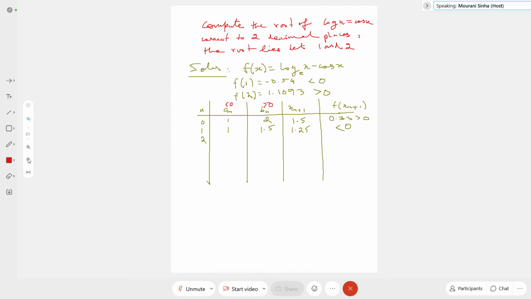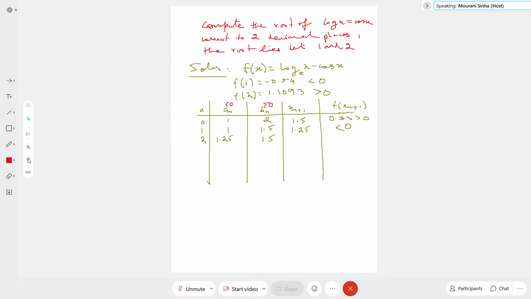So negative means xn plus 1 will go to the negative column. So xn plus 1 is 1.25. So I write it in the negative column, and the positive column remains the same. Okay. So what is the middle point of 1.25 and 1.5? Just calculate. 1.25 and 1.5. How much are you getting?